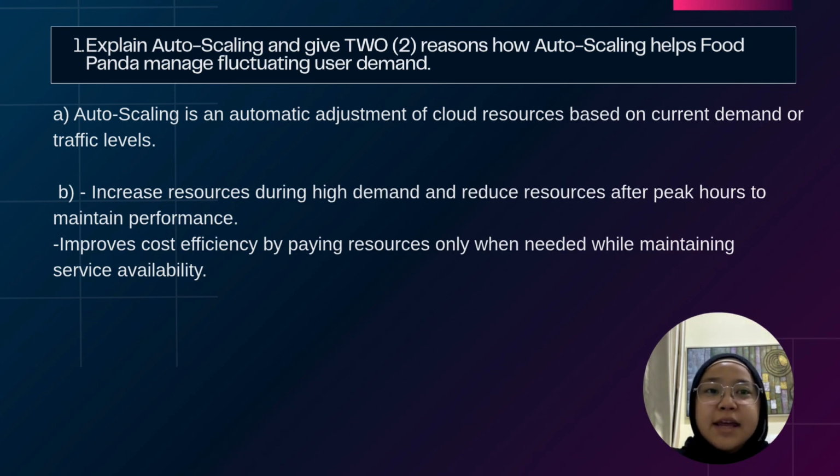Auto-scaling means an automatic adjustment of cloud resources based on current demand or traffic levels. The two reasons how auto-scaling helps Foodpanda: first, increase resources during high demand and reduce resources after peak hours to maintain performance. Second, improve cost efficiency by paying for resources only when needed while maintaining service availability.